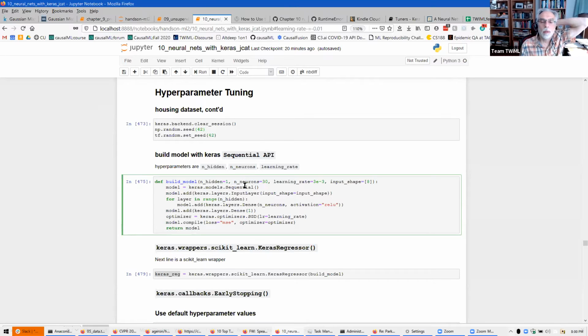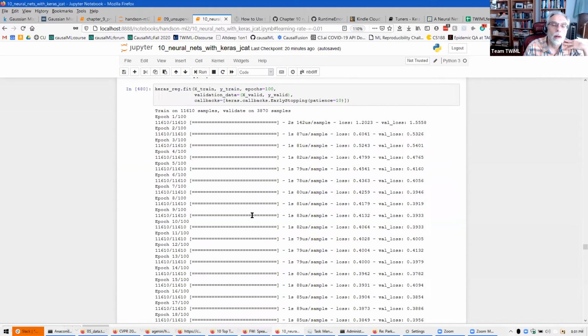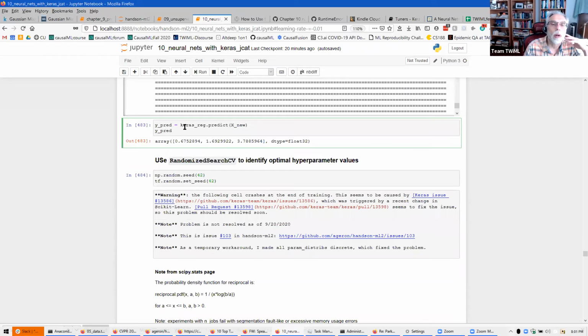The 8 is the number of inputs. Yeah, 8 is the input shape. But n_hidden is 1, and we had explicitly built a model with 2 hidden layers before. So that's probably why we got a worse result here. Okay, let's see. And I'm not sure why he did it that way. Maybe to make it quicker.